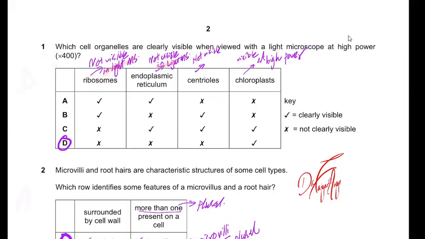I have annotated. I recommend all my students to make sure that you also annotate whatever you know about those facts. So just recall and state so that it's easier for you to pick the answer. In this case, which structure will be visible or not. Ribosomes, we know, are not visible in a light microscope at all. Endoplasmic reticulum is again not visible at all in the light microscope. Centrioles are not visible in the light microscope either. Chloroplasts are the only option which is visible at high power, and at 400 magnification, this will just be visible. So that will be the answer for our question 1.